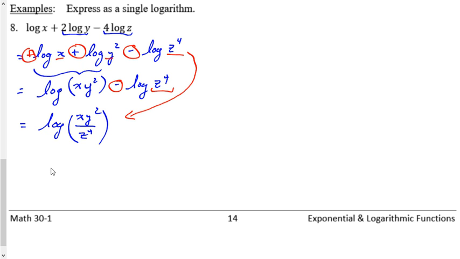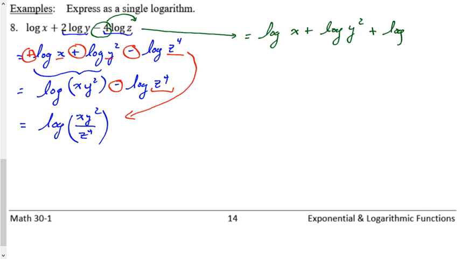Now, that's not the only way we could have done this question. So let me look at another possibility. I'm going to start again by rewriting this as the log of x plus the log of y squared. But now suppose I was to take this minus 4 and take the negative into the exponent along with the 4. That would turn this into addition of the log of z to the negative 4.